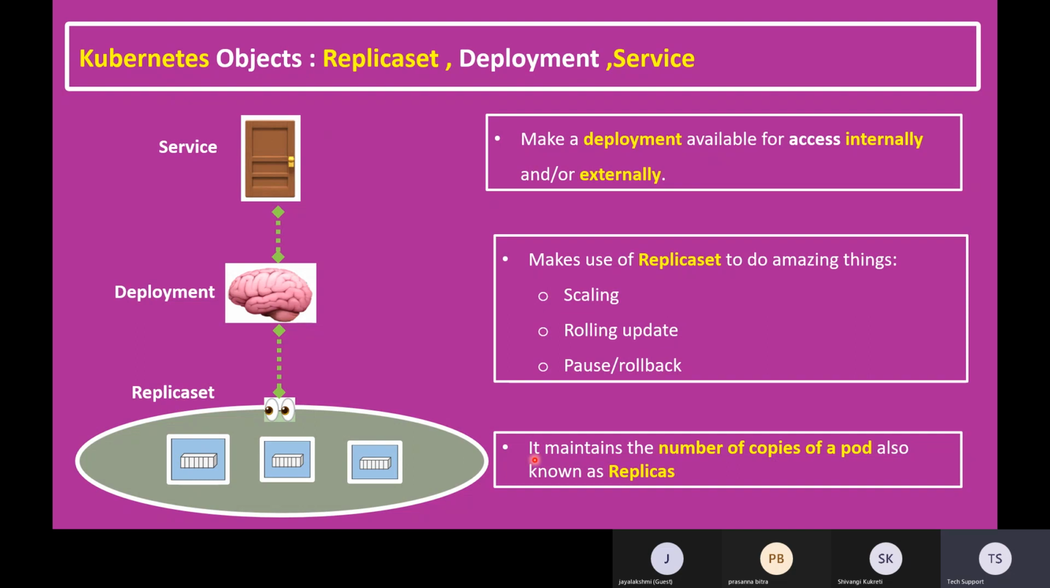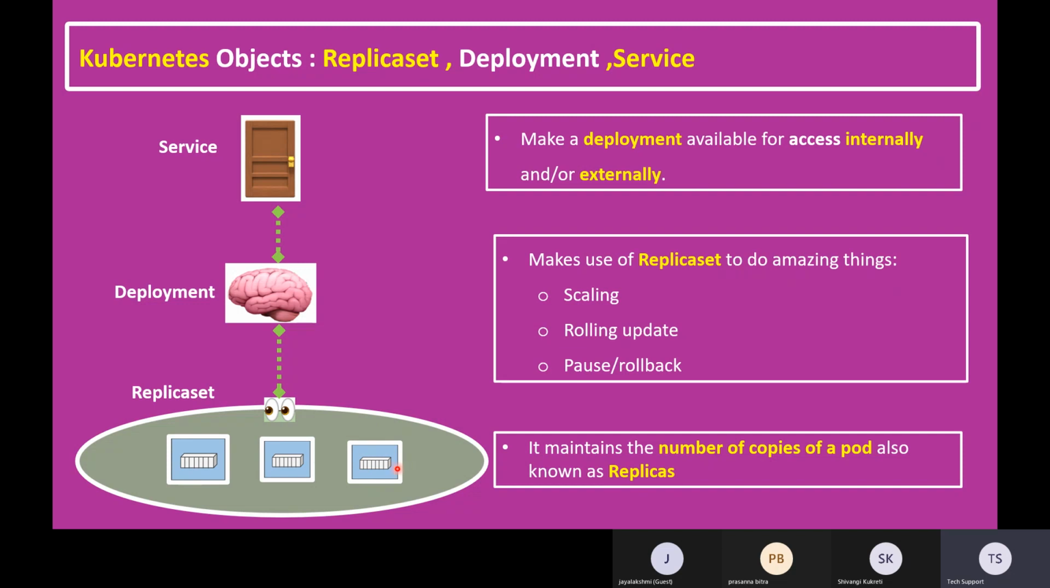A replica set maintains the number of copies of a pod, also known as replicas. If you are maintaining multiple copies, we call those copies a replica set, or replicas. Why do we maintain multiple copies? In case one pod is down, there will be no impact to your production applications. Those applications we can still run from the other pods. So we should always maintain some replicas. Replica means maintaining a number of copies. In this diagram, for easy understanding, I highlighted three copies.